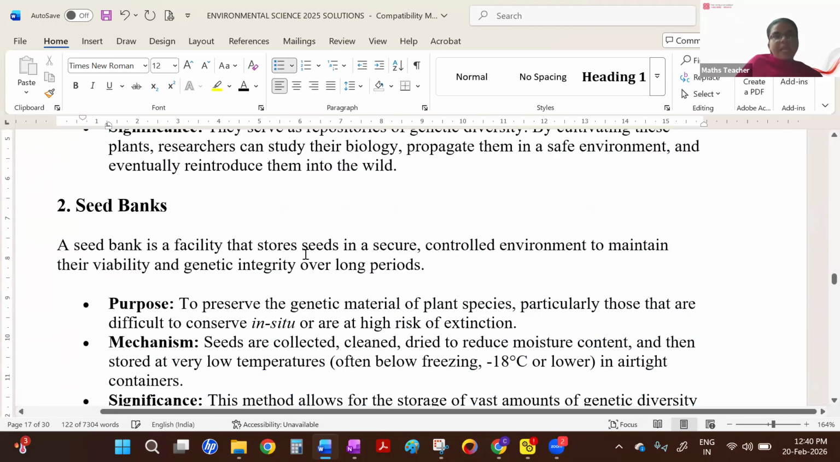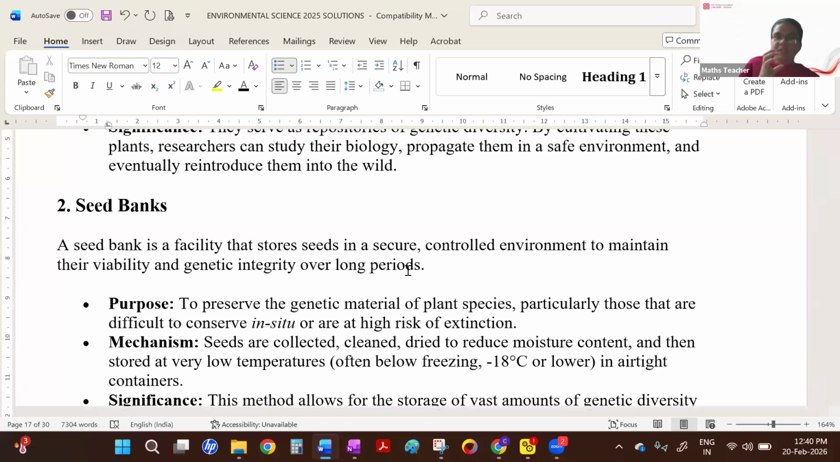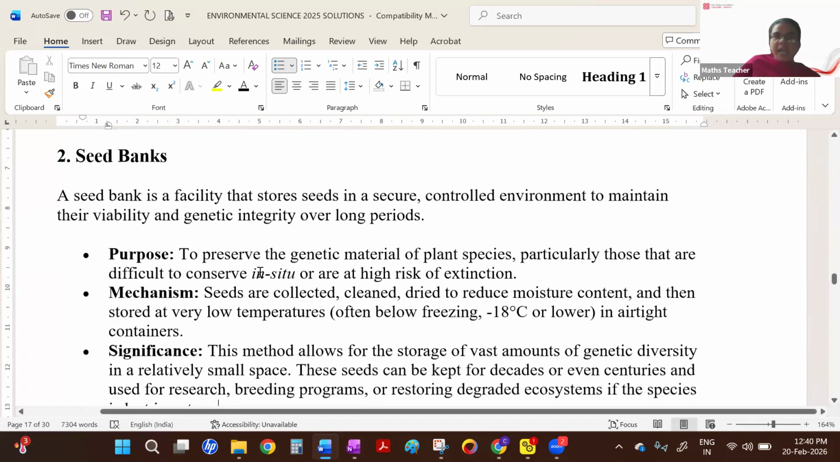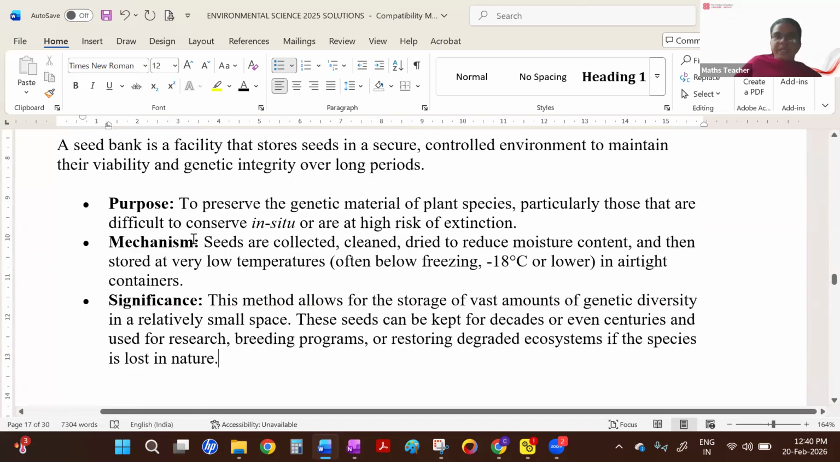Yeah, it is a facility that, as the name implies, is a place where people store and preserve seeds in a secure, controlled environment to maintain their viability and genetic integrity. Yes. So what is the purpose? To preserve the genetic material, right?